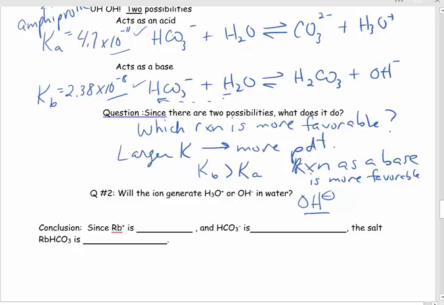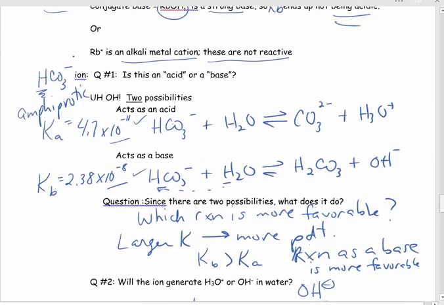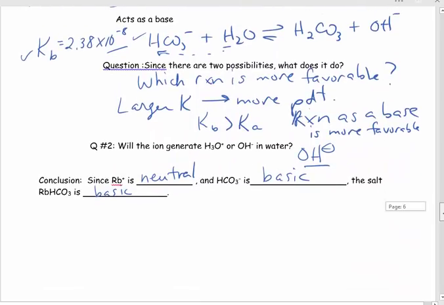So since Rb+ is an alkali metal ion, and it does nothing, so it's neutral, and HCO3- is basic, this salt is basic. So notice when you have an amphiprotic ion, something that can both act as an acid and a base, like HCO3-, you need to know something else. You need to know the Ka and Kb for it acting as an acid versus acting as a base to decide what that particular ion will do.